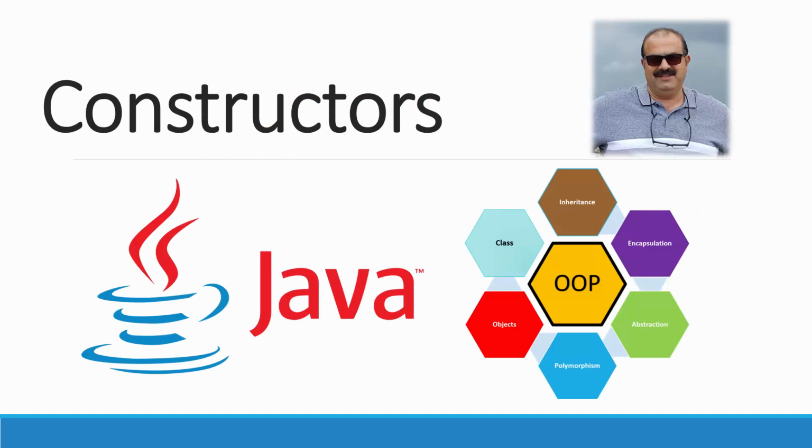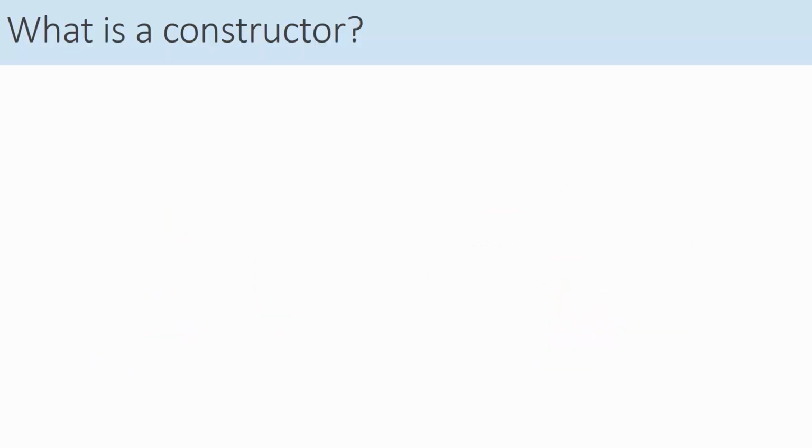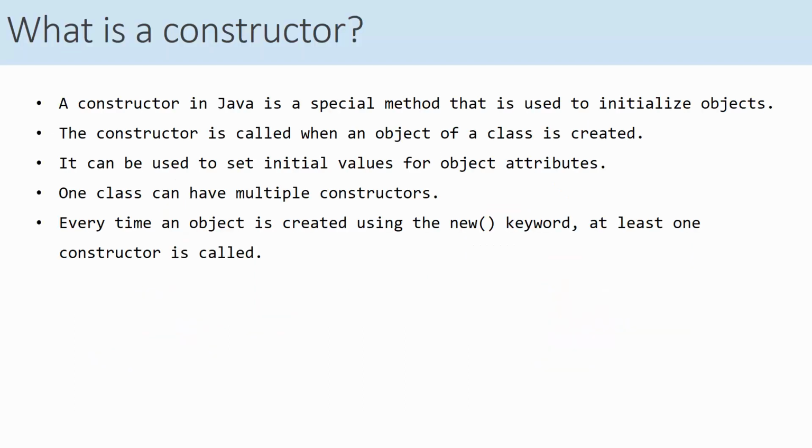Today we're gonna talk about constructors in Java classes. A constructor is a special method that is used to initialize objects. Actually, when you create an object in Java, you call one of those constructors. Constructors can also be used to set initial values for primitive data types or other objects. One class can have multiple constructors.